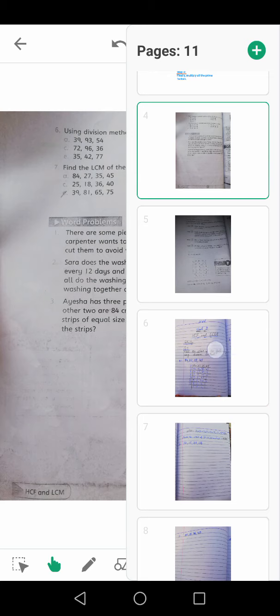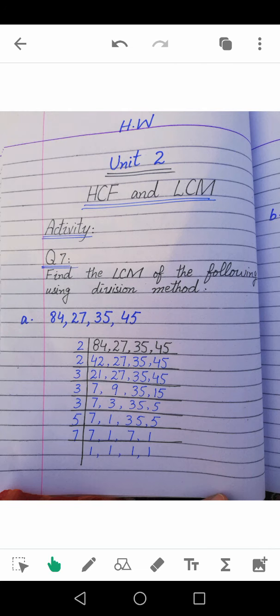The first question is 84, 27, 35 and 45. Here I solved this question. On the notebook you will do it. First of all, you will write the index, then you will ready your notebook like this. How will you solve the question? As we did in the example, we write all the numbers horizontally, separating them with commas. Then we start dividing from the smallest prime number, which is 2.